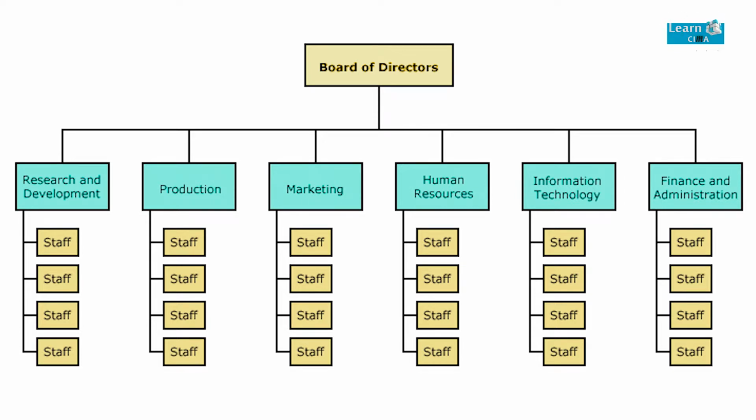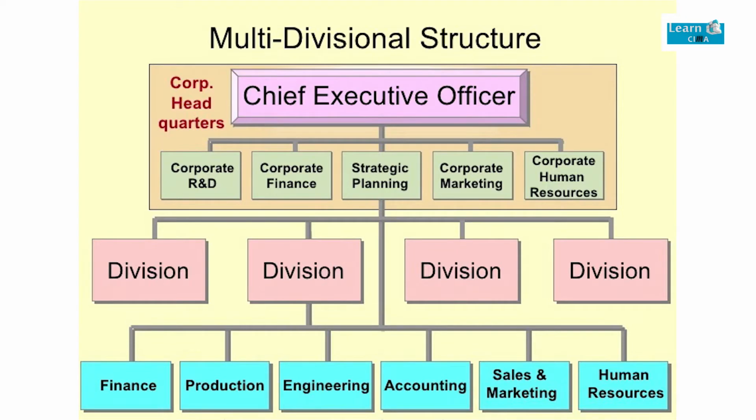CIMA is rather more interested in a more complex form called an M-form or multi-divisional form organisation. And here you see you've got a group of businesses within businesses, and each business division has its own finance and production departments. So let's look at how one would control a business like that, a multi-divisional business with factories and plants and offices in different locations doing different things.